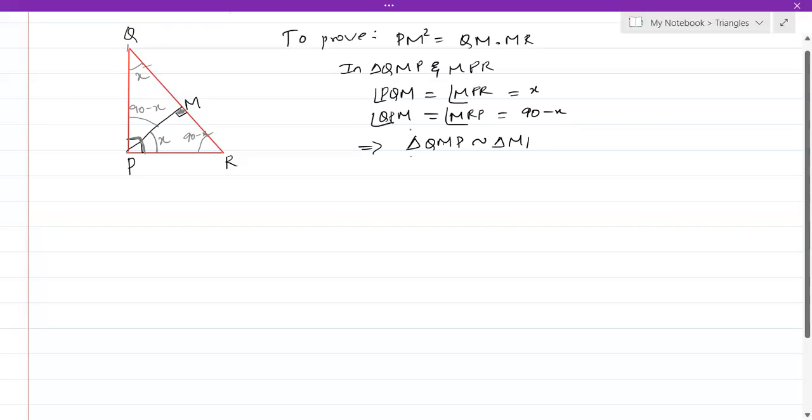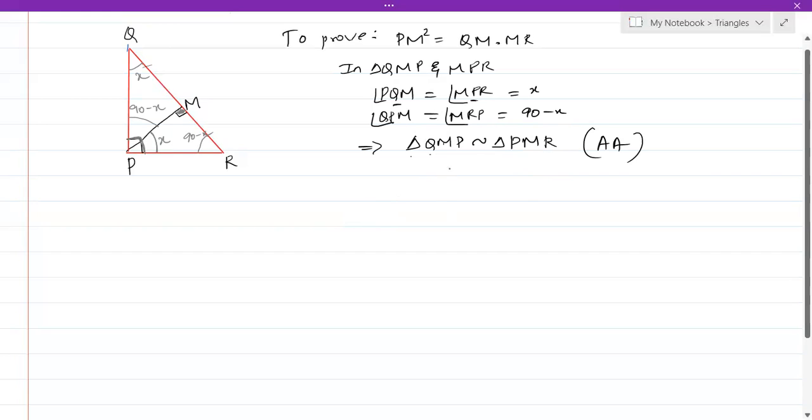Let me check it. Angle Q is equal to P, so P comes here. And angle P is equal to R, so it will become R here, PRM. Let me rewrite it. If you observe, angle Q is equal to angle P, so Q is here, so P will come first. Angle M is equal to angle M. Angle P is equal to angle R, PMR. I'm writing the corresponding equal parts. So using AA criteria.